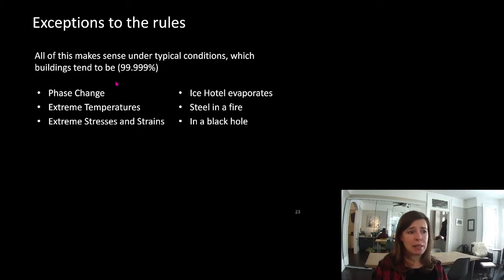So what might that be? So a phase change, ice hotel evaporates. Extreme temperatures, steel in a fire. It changes the way the steel behaves. Extreme stresses and strains. The best example I could think of would be in a black hole, for example. We understand that in these applications, the way we analyze buildings normally would be different.